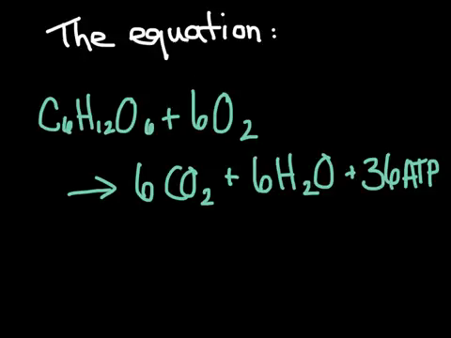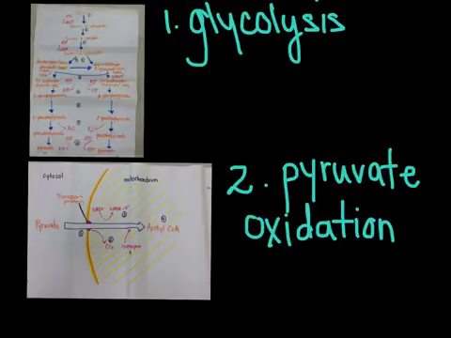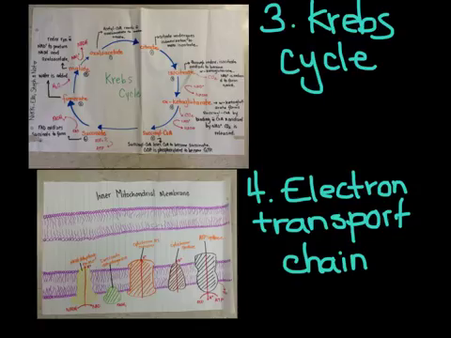The energy derived from the breakdown of glucose is used to synthesize ATP from ADP and inorganic phosphate, and the overall equation for cellular respiration is C6H12O6 plus 6O2 to form 6CO2 plus 6H2O and 36 ATP. The first two steps of cell respiration are glycolysis and pyruvate oxidation. And the second two steps are the Krebs cycle and the electron transport chain.